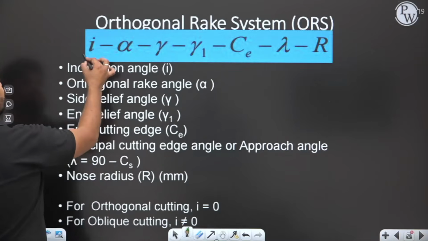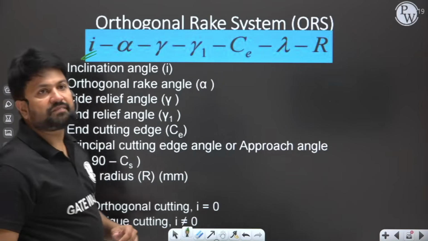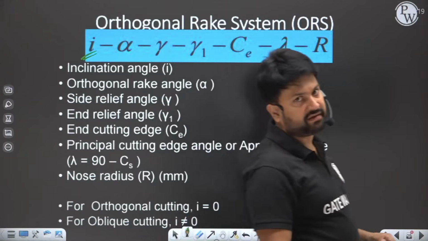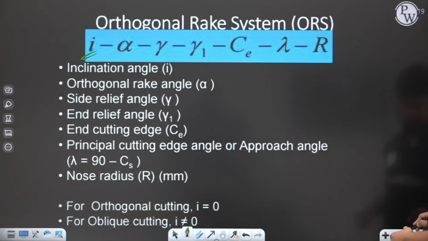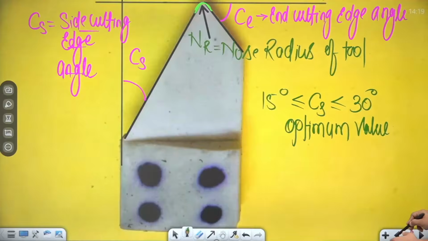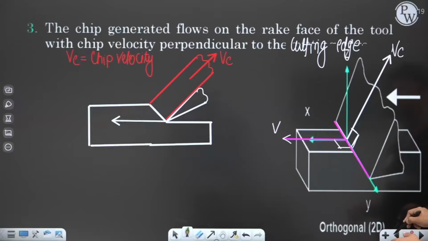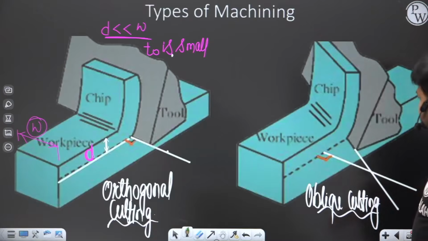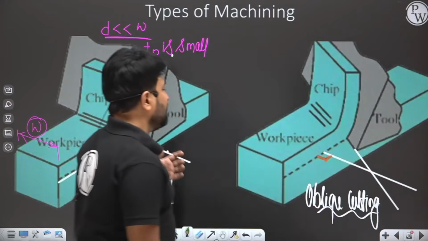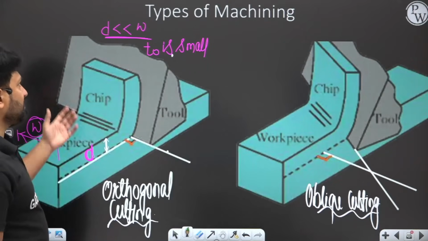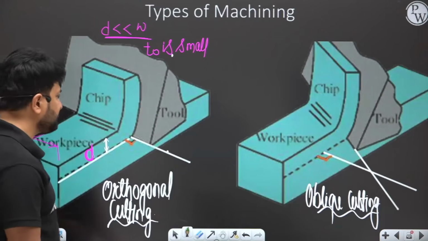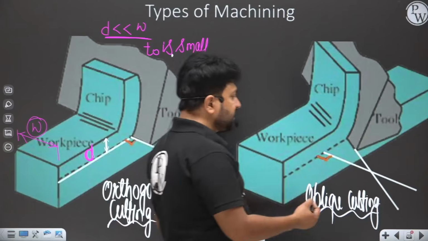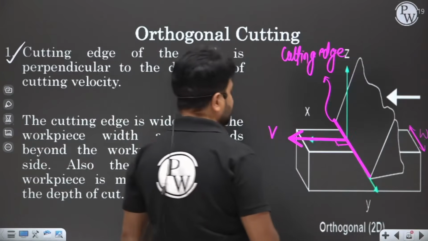Here, at the first place, I is the inclination angle. Now I will tell you the meaning of the inclination angle. My dear, you have seen this in orthogonal machining or oblique machining, which I have discussed under the heading of type of machining. What is the inclination angle? Let me explain.